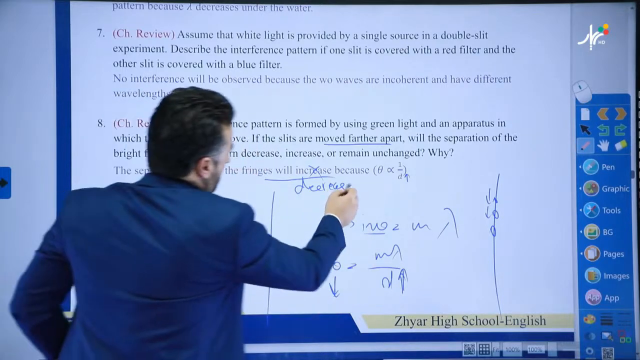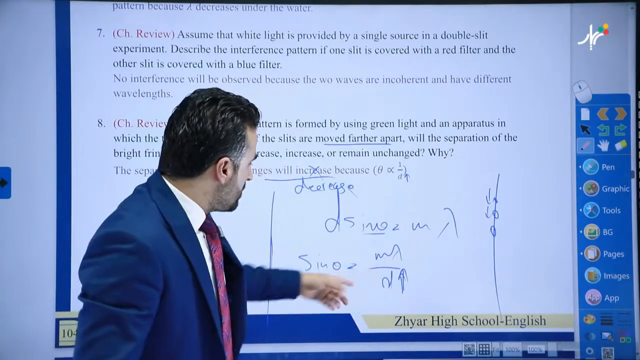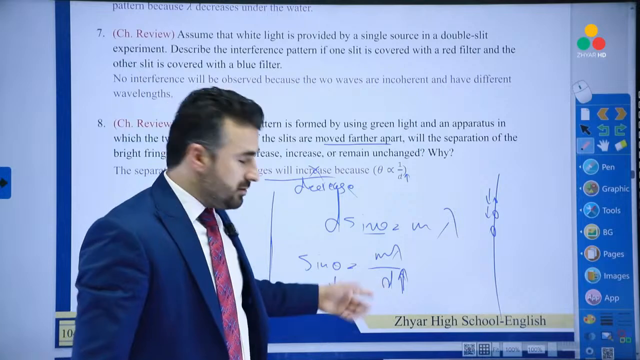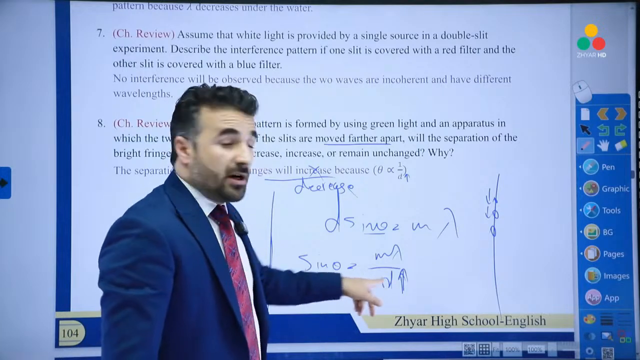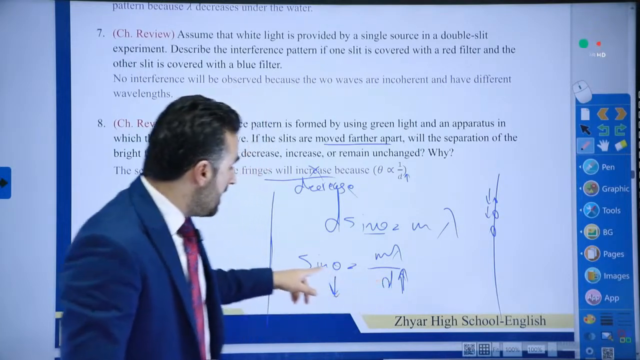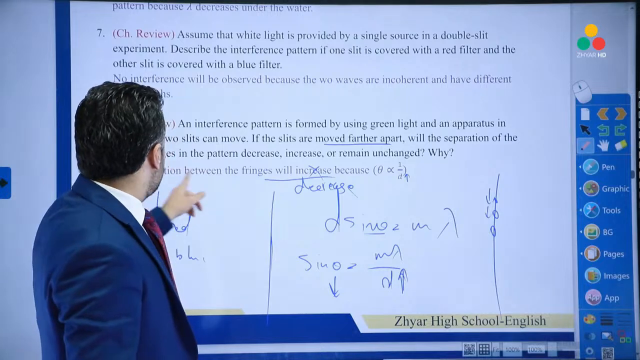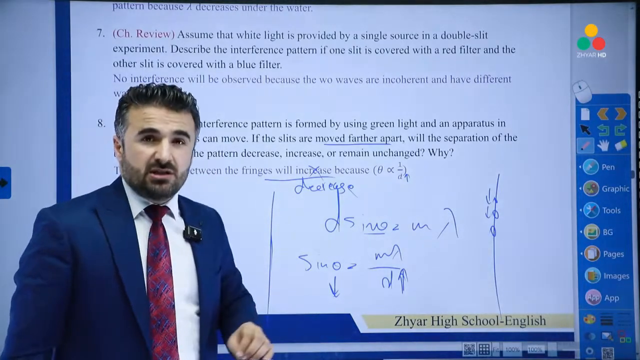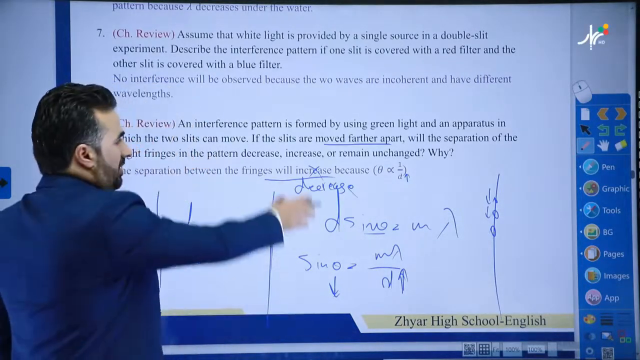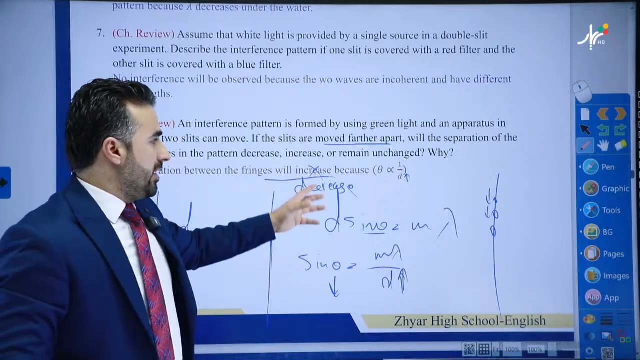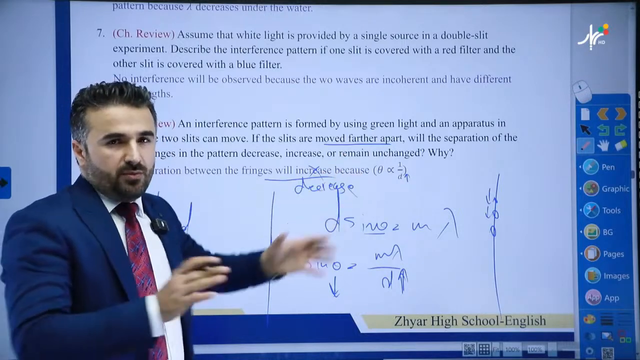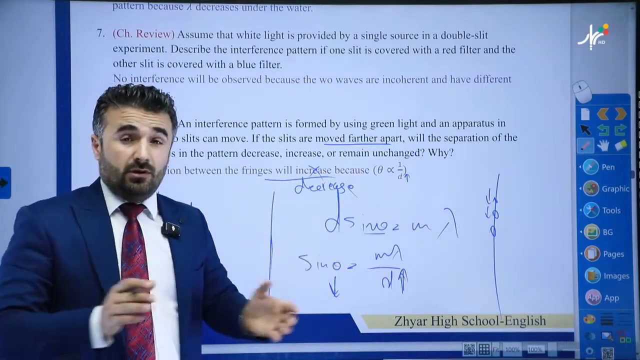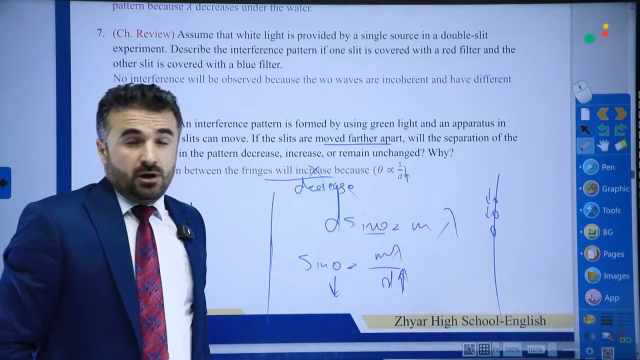Make it decrease because, as I said, these two are inversely proportional. So if you increase this one, this must decrease. So the separation between the fringes must decrease. Please fix this one if you have this booklet with you. So the answer is that the fringes will get closer to one another.